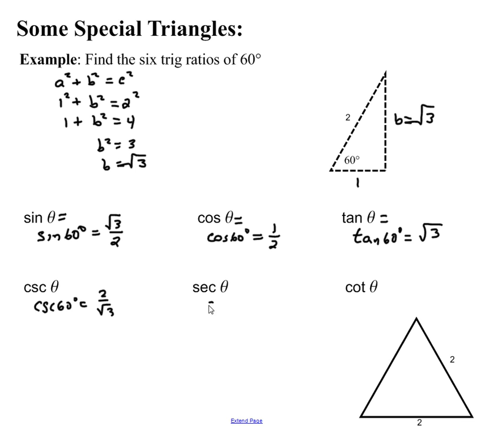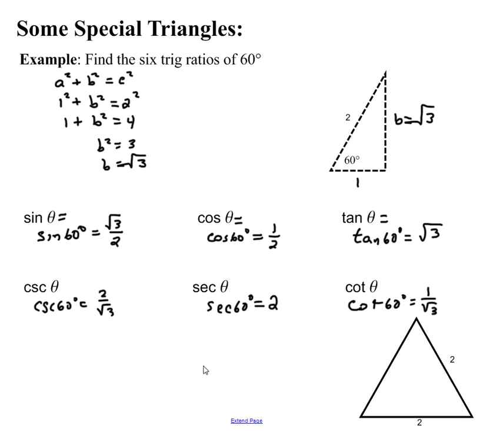For secant, we take the ratio of the hypotenuse to the adjacent side, which is the reciprocal of cosine. That's 2 over 1, and we simply write 2. For the cotangent of that 60-degree angle, of course, we take the adjacent side divided by the opposite side, so that'll be 1 over square root of 3 in this case.